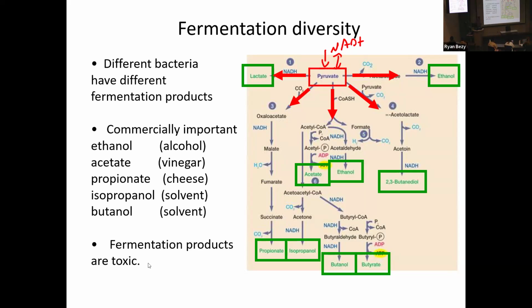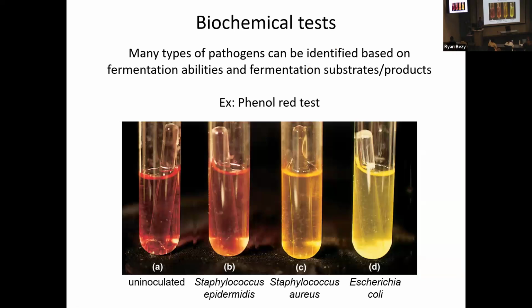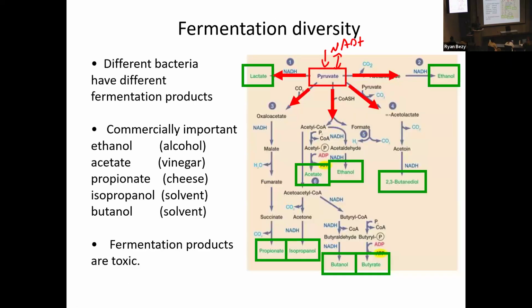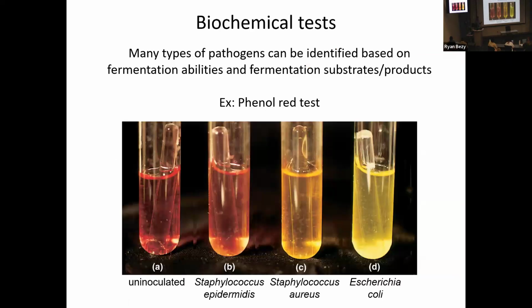Many of these fermentation products, though, are toxic if they build up to high levels. So if there are lots of these fermentation products being built up, it's going to be toxic to the cells that are producing them. We use those fermentation products, and you guys are going to do this in lab if you haven't started already, to sometimes do diagnostic tests. We can actually use fermentation products to figure out what kind of bacteria are causing what kind of disease.